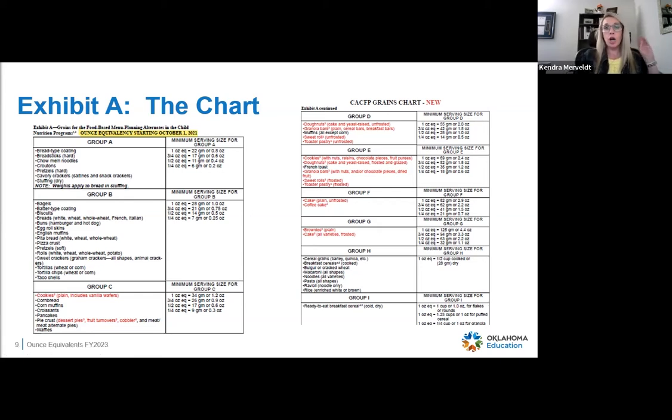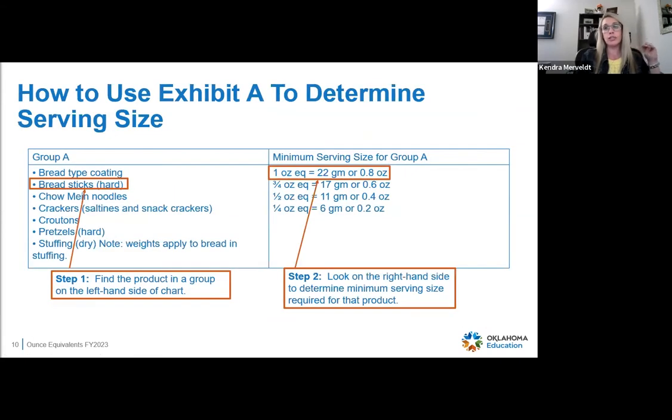Now, most of the time you're not going to notice, but there are certain instances where you do really have to pay attention to what you are serving. So let's see how to use the grains chart to determine that. Let's just say you want to use a hard breadstick. You'll come over here to the grains chart. It's in group A, and it says 1 ounce equivalent equals 22 grams or 0.8 ounces. That's where you'll look at the nutrition facts label to ensure however many that you need to serve equals that amount or more. You can always serve more, you just cannot serve less.